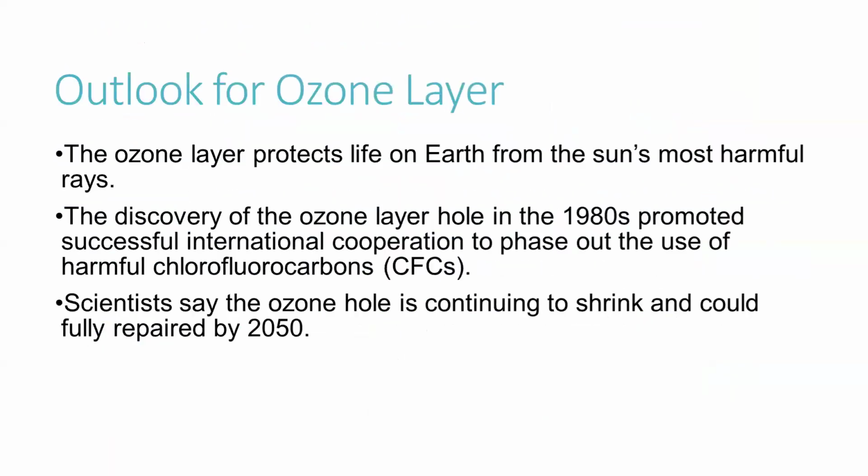Now we'll go to the ozone layer, outlook for ozone layer. Now, how many of you know about the ozone layer? Ozone means O3. Three oxygens are there in the upper atmosphere. What happens is, when sunlight penetrates through the atmosphere, there is a process of splitting of oxygen atoms, then O3 is formed.